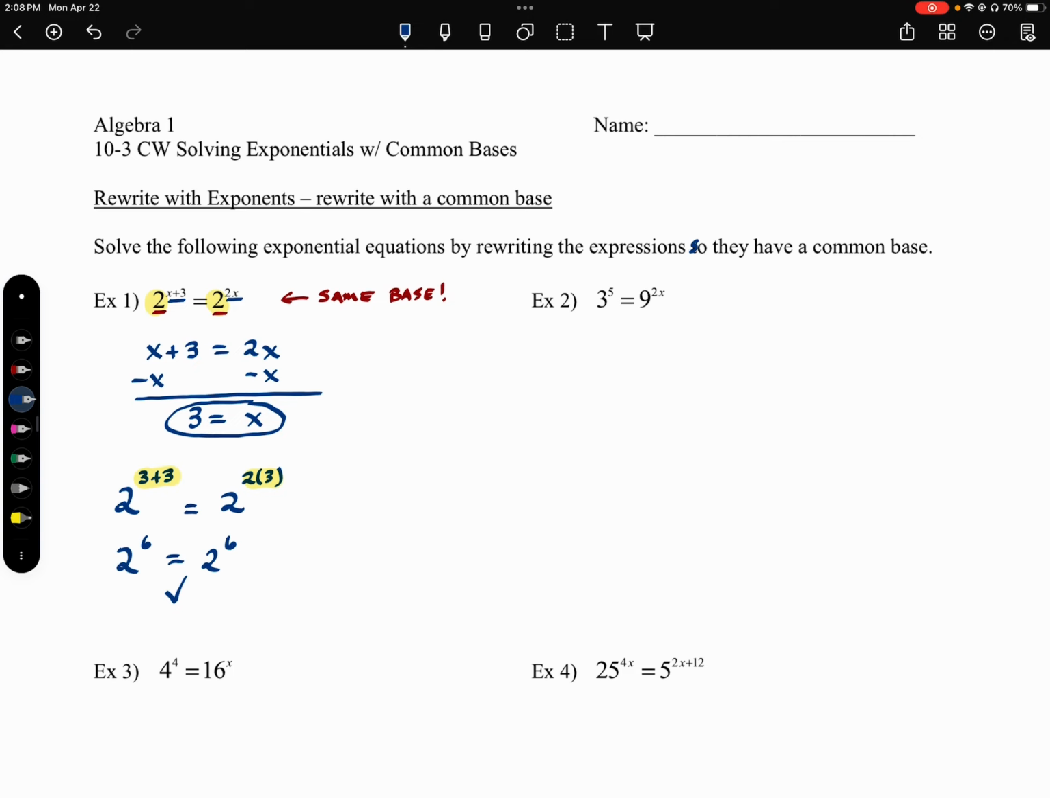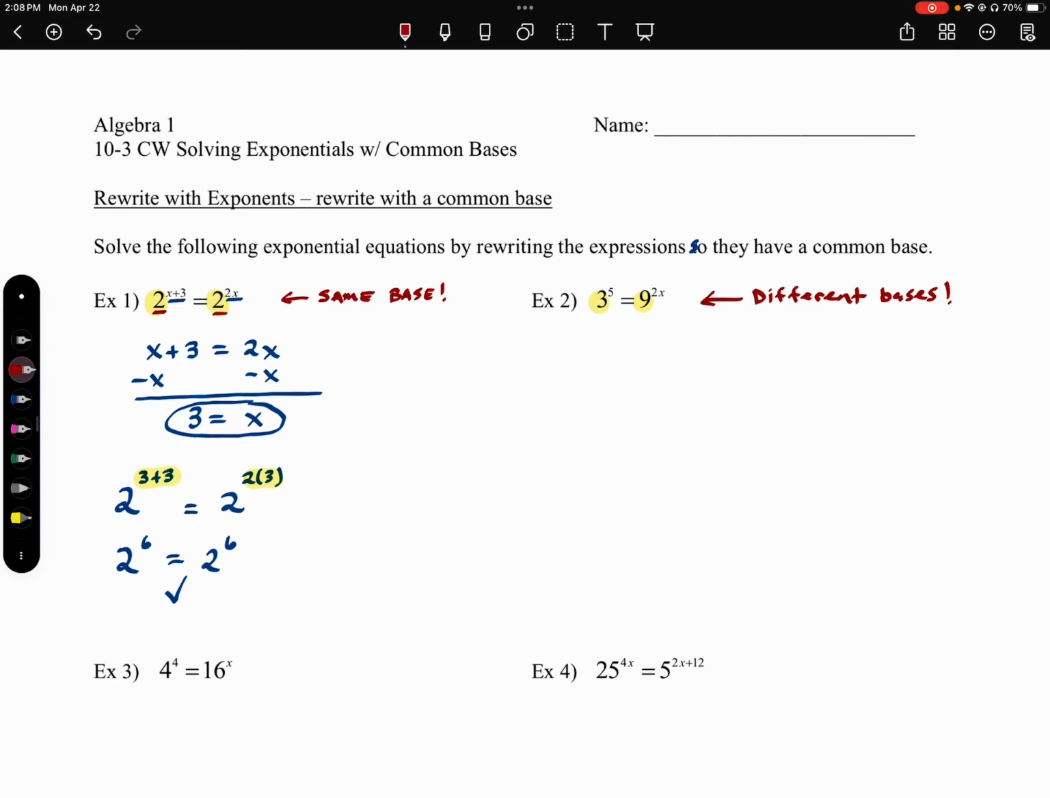Let's move on to example 2. Now you'll notice when we look at this one, we've got 3 as a base and we have 9 as a base. So those are not the same bases. We have different bases. So in order to be able to solve it, we need to rewrite them so they have the same base.